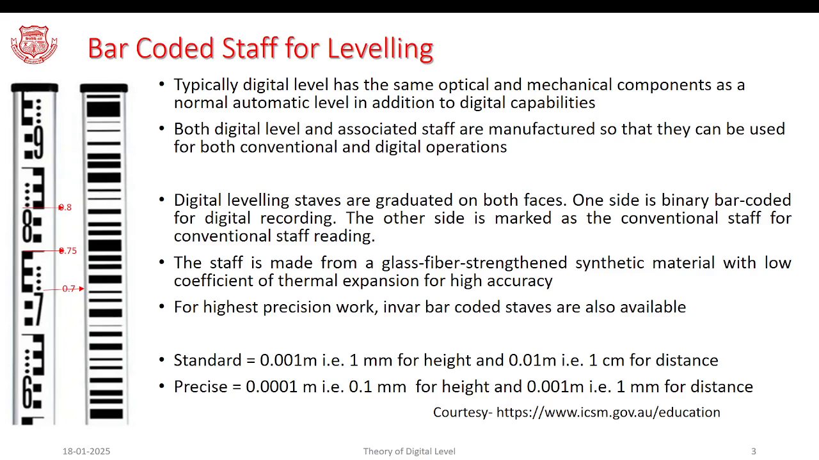Now let's understand the bar-coded staff that we wish to use for this particular leveling operation. Conventionally, we make use of 3 meter, 4 meter, 5 meter, some telescopic aluminum staff in order to take the readings. Here, the kind of staff that we are using is somewhat different. The way you see here, this could be a glass fiber strengthened synthetic material, or even it could be invar material in order to make use of it for certain precise operations.